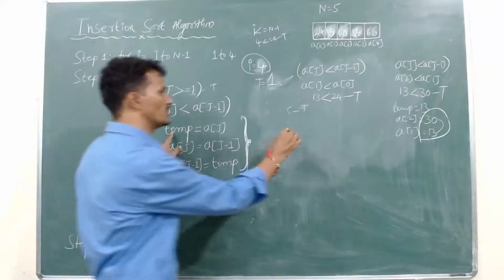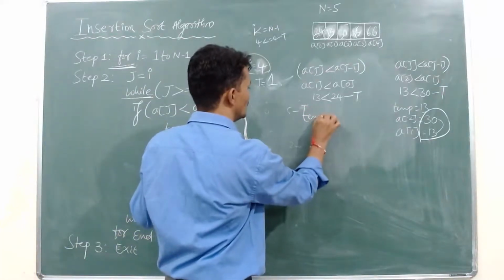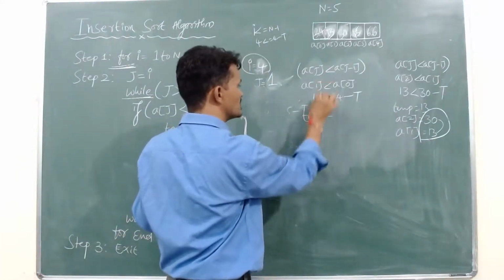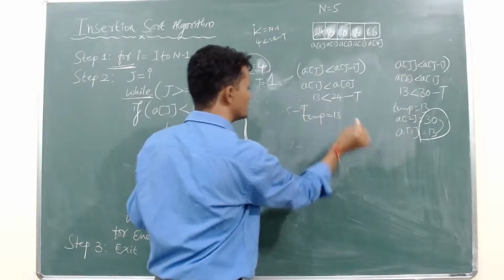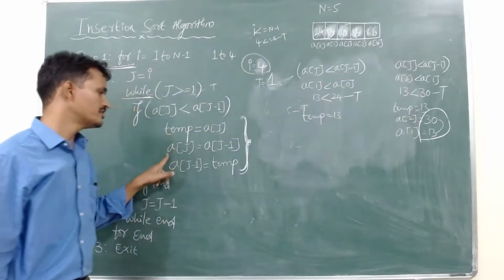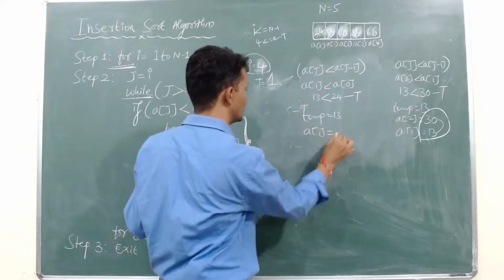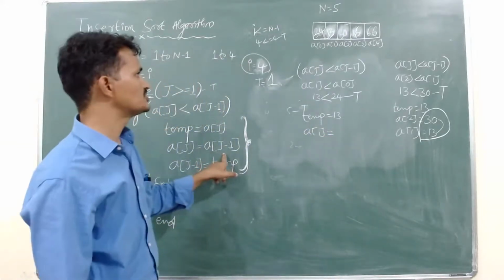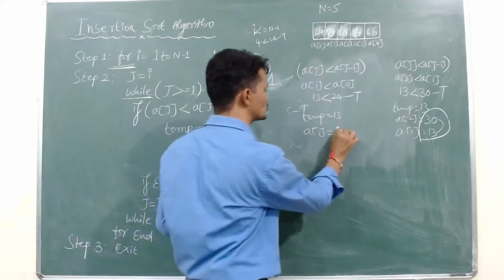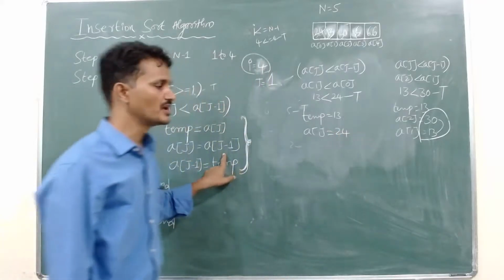Temp is equal to A of j. A of j means A of 1. What is the value stored in A of 1? 13. 13 will be assigned to temp. Now, A of j is equal to A of j minus 1. A of j means A of 1. A of j minus 1 means A of 0. What is the value stored in A of j minus 1? 24. 24 is assigned to A of 1.